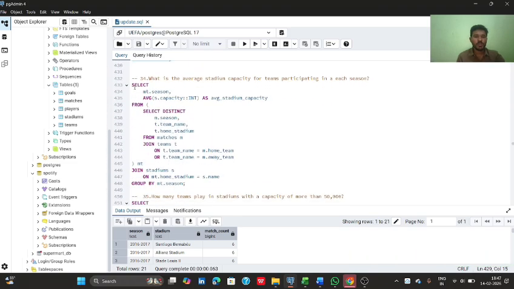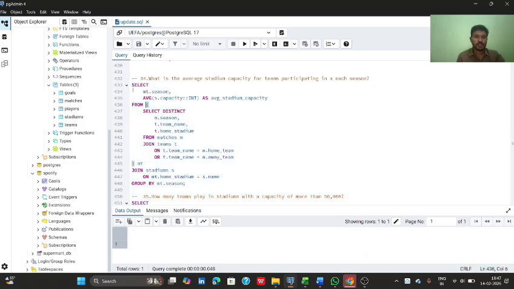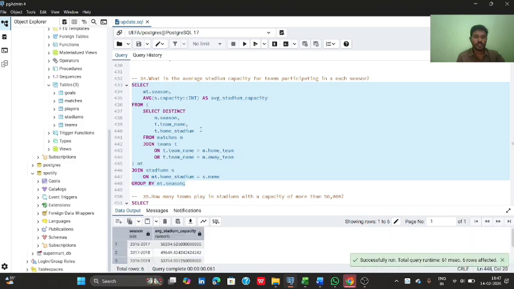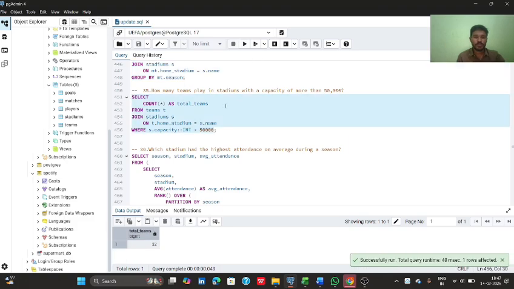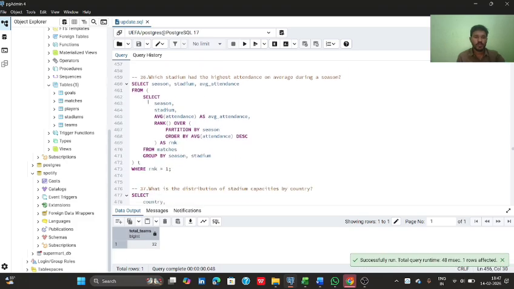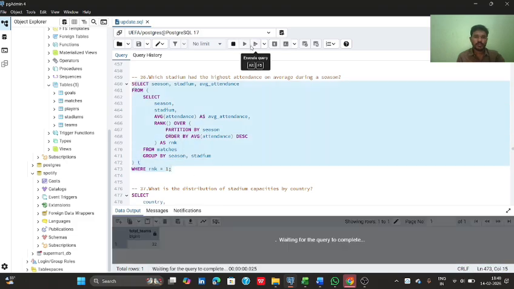Next one is, what is the average capacity of teams participating in each season? I'm executing this one. Yeah, it is showing average stadium capacity season-wise. How many teams play in a stadium with a capacity of 50,000? Total 32 teams. Which stadium has the highest attendance during a season?